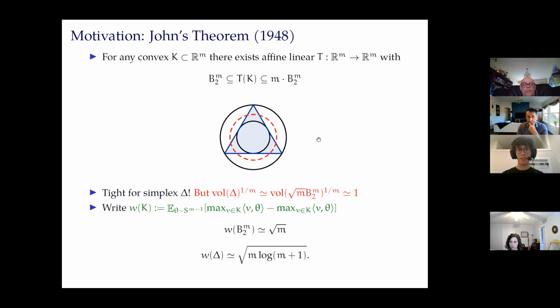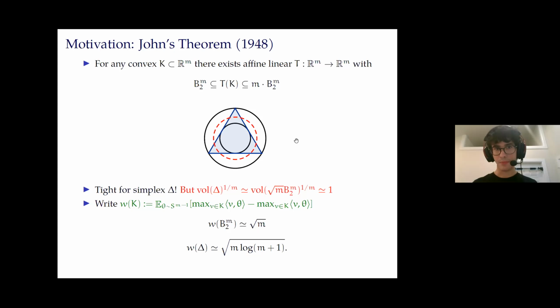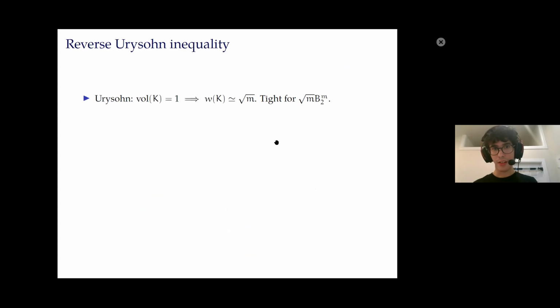Actually, there's a theorem of Urysohn. It's a very old theorem that basically says that if the volume is 1, then the mean width is always at least square root m. This should be a lower bound. If you imagine the ball, it's actually tight. And the question here is, what about the other direction?